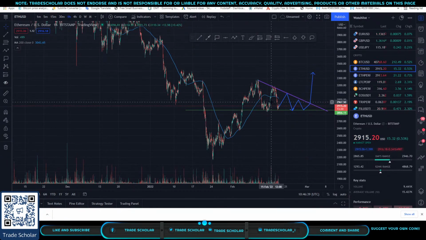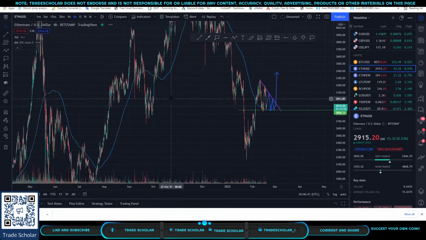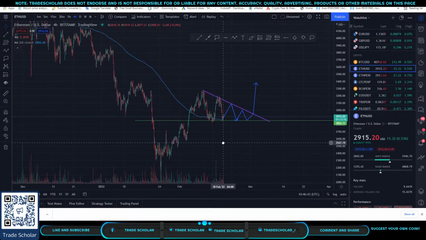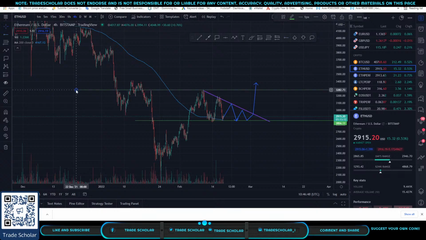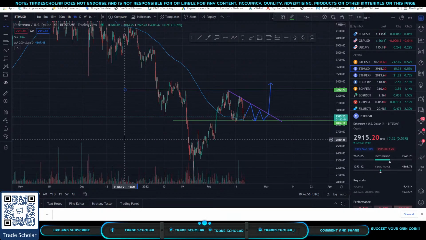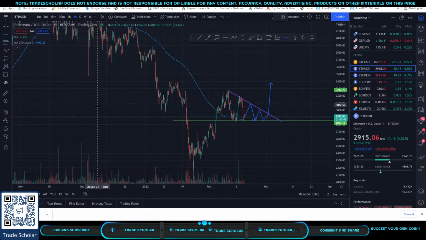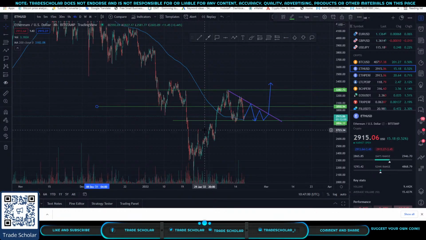This is the 1 hour time frame, so you can see that movement right there. This is the 4 hour time frame. This is our resistance area. If we break this, 3,200, 3,280. Another rejection area right here. We can get rejected here.